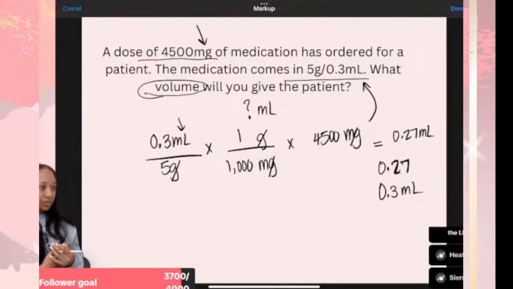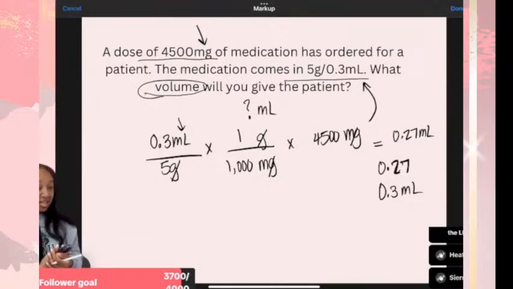So now we will do desired over have. So with desired over have, you have to have the same units. You can't have grams ordered and then the medicine is in milligrams or vice versa. Everything has to be the same. So because your medicine is in grams, it will be easier to convert your ordered dose to grams as well.